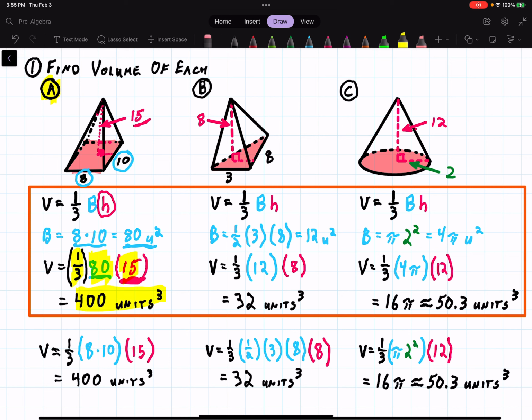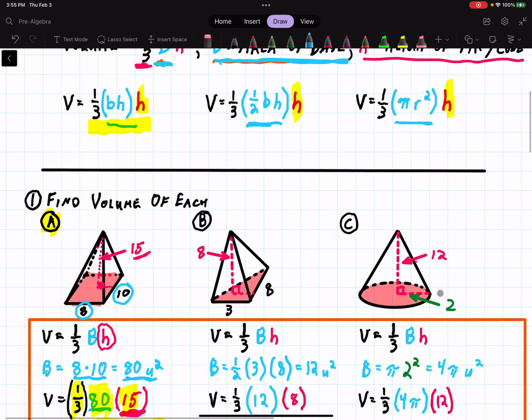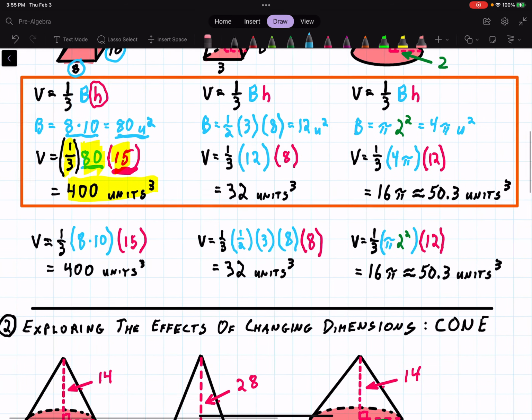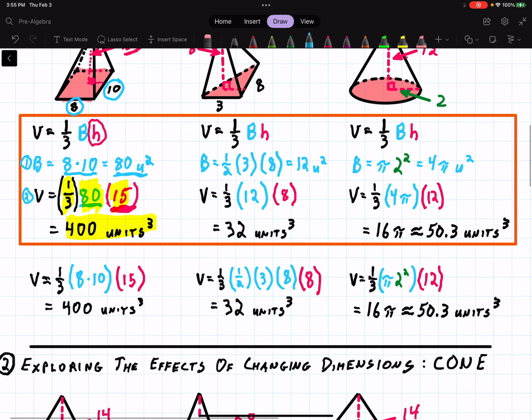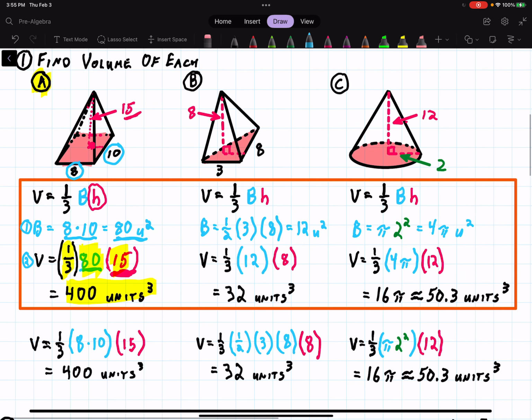If I were to do that all in one formula and not do it in two steps, this being step one and this being step two, you would see it right here. I would just take the 1/3 times the area of my base, which is the 8 times 10, times the height of my pyramid, which is 15, and I come up with the same answer as I got up above. Same answer as this line right here.